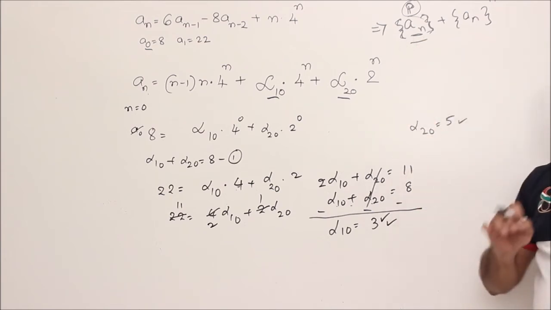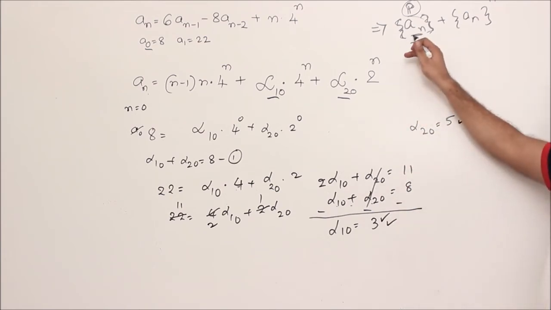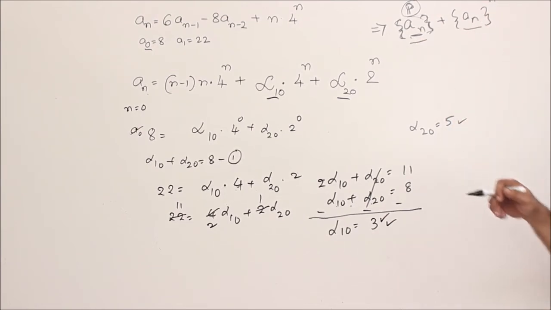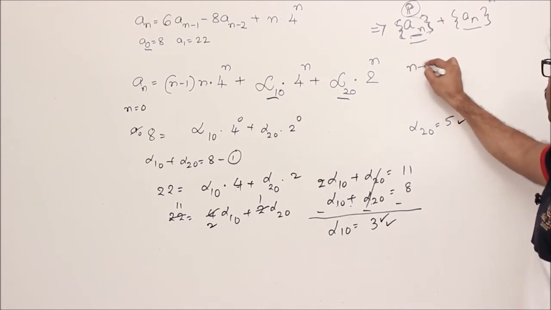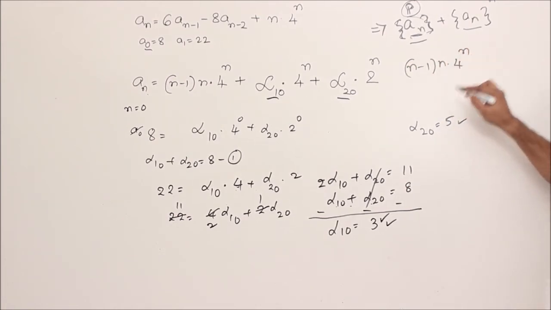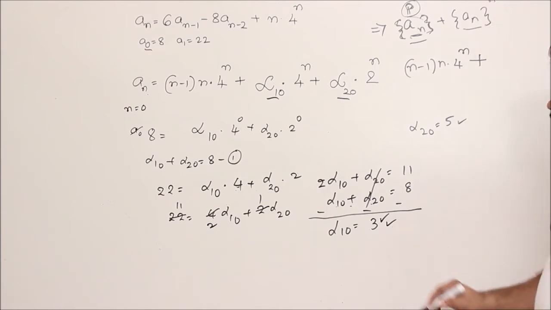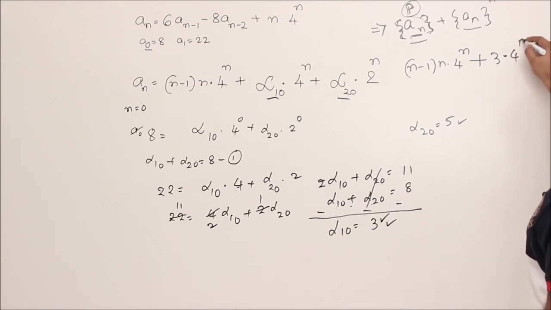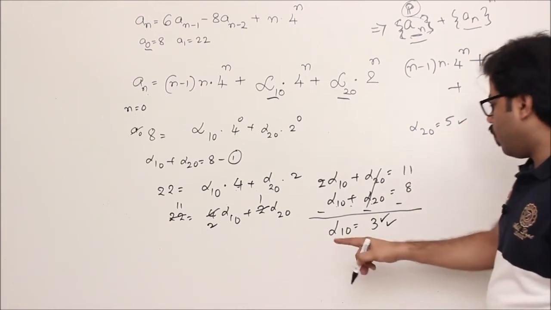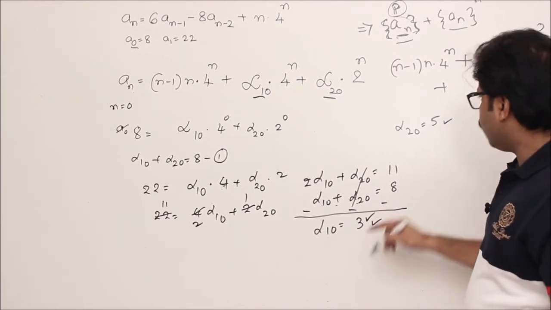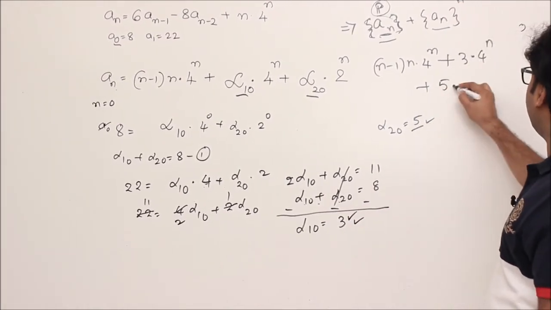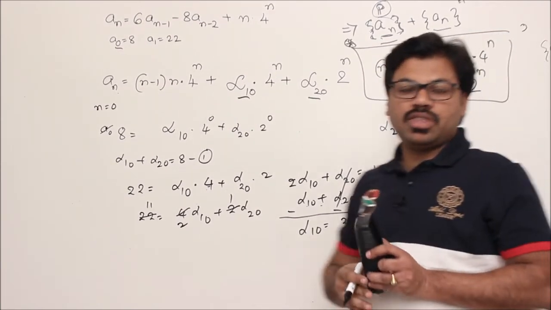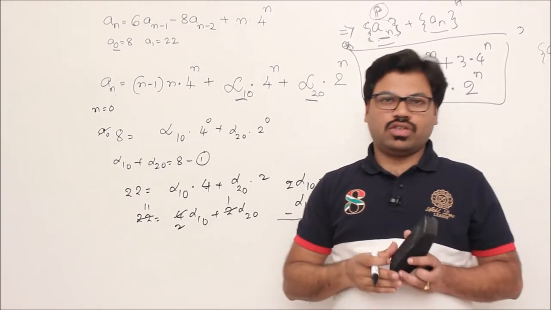Okay, so finally this recurrence relation solution equals the particular solution of the recurrence relation plus the homogeneous solution of the recurrence relation. So the particular solution is n minus 1 into n into 4 power n, correct, plus the homogeneous solution, which we just got: alpha 1 0, which is 3 into 4 power n, plus alpha 2 0. What is the alpha 2 0 value? The alpha 2 0 value is 5. So 5 into the second root, which is 2, right? 2 power n. This is the final solution. Understand? Now let me summarize how to find the final solutions.